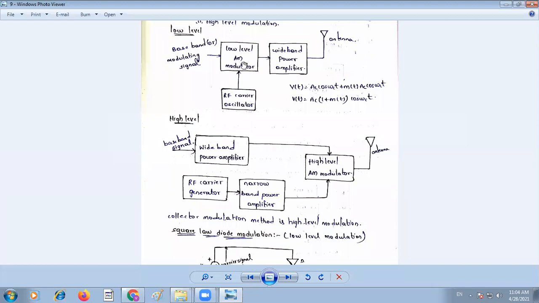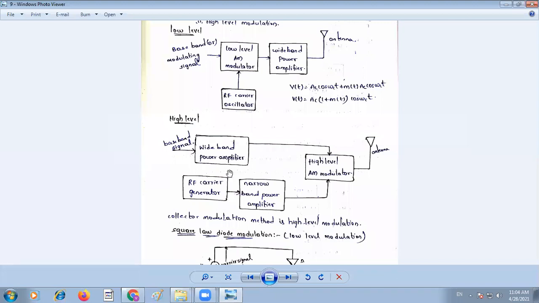After modulation, the signal is given to a wideband power amplifier to radiate the signal through an antenna. This is low level amplitude modulation. For low level amplitude modulation, the best example is the square law diode modulator. Whereas another one is high level modulation.